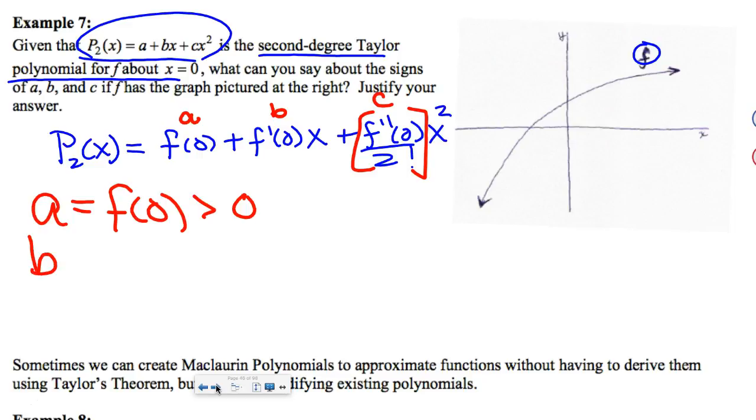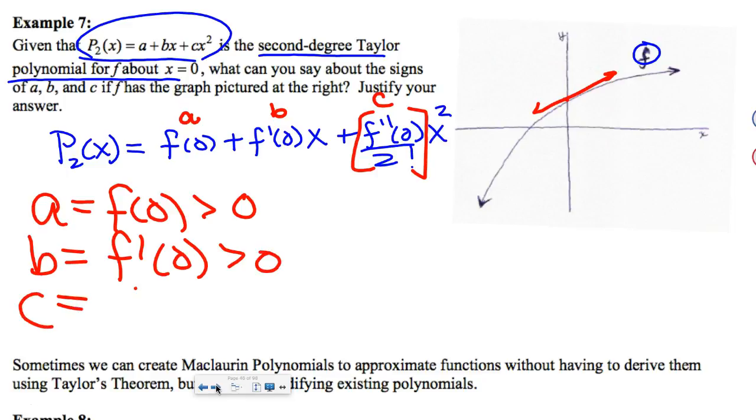All right, B. If B is really f prime of 0, what would that mean on my graph? It's positive. Why? It's increasing. Yeah, the slope of the tangent line is positive. Excellent. And C is actually f double prime of 0 over 2 factorial. But 2 factorial is always positive. And what's f double prime? Negative. Why? Concave down. Yeah, that's a concavity question, and we're concave down here at 0. So that would be the signs. A and B would be positive, C would be negative.